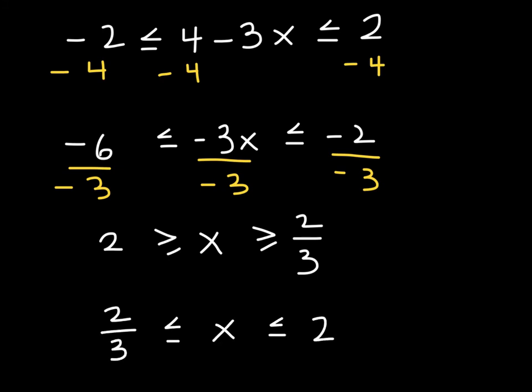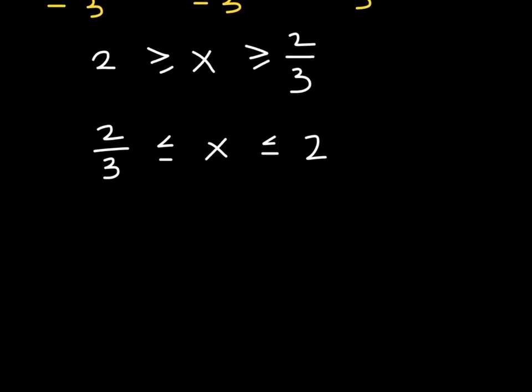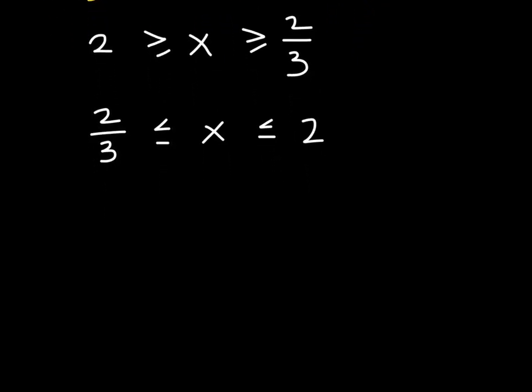Don't leave it like this. Write it from least to greatest, right? Because we read from left to right. So this is your final solution set. In interval notation, it is a bracket at 2/3, comma, 2. Right? So it's all the numbers that are between 2/3 and 2.